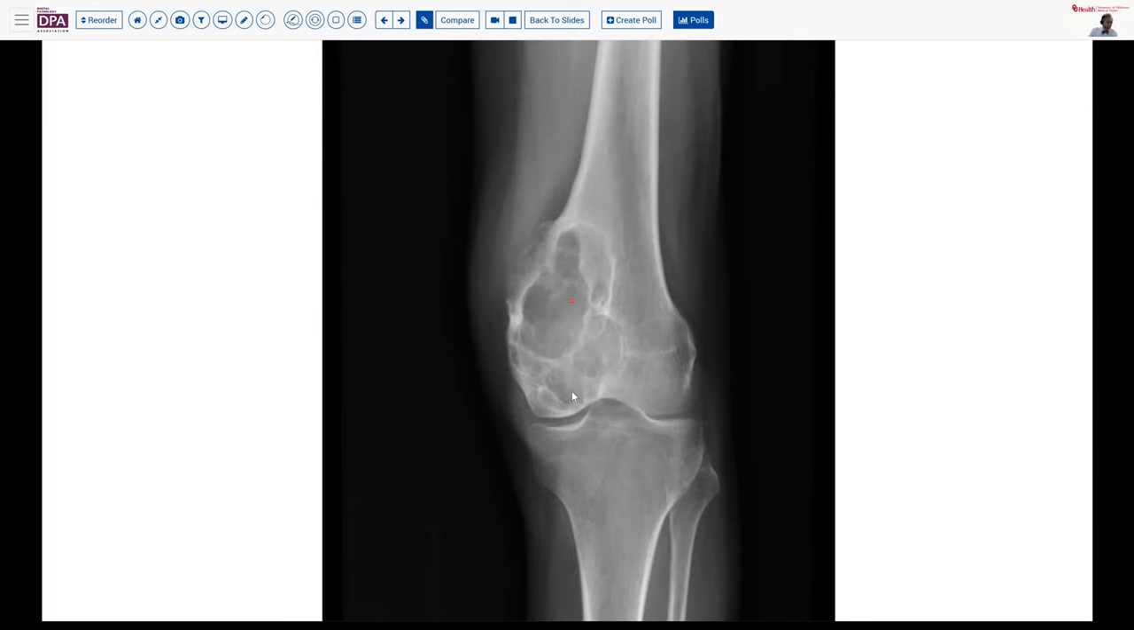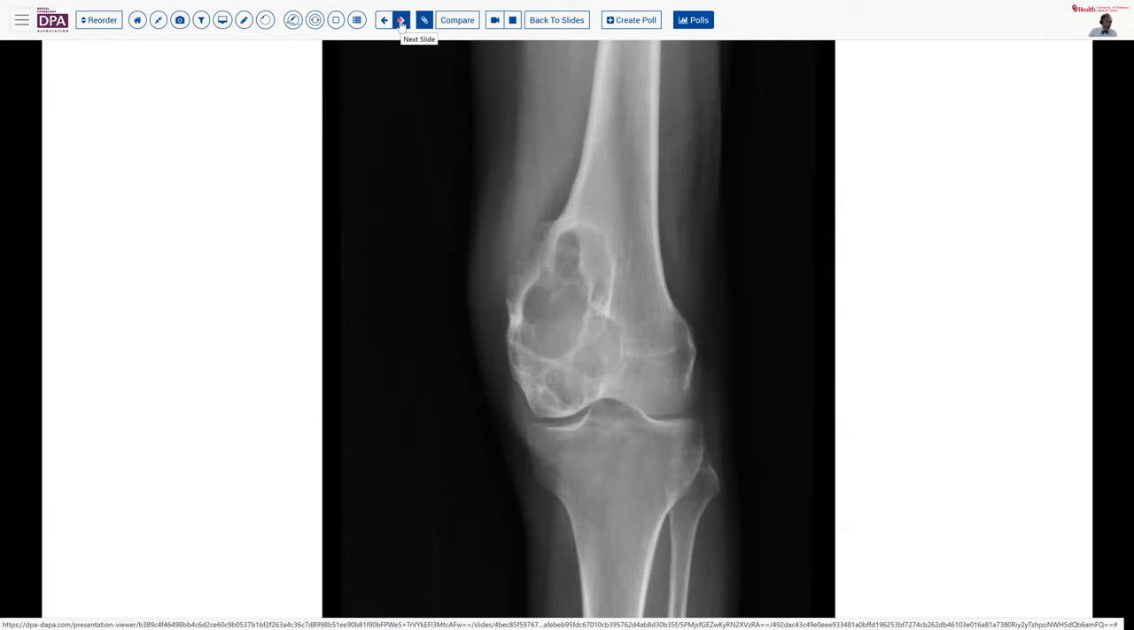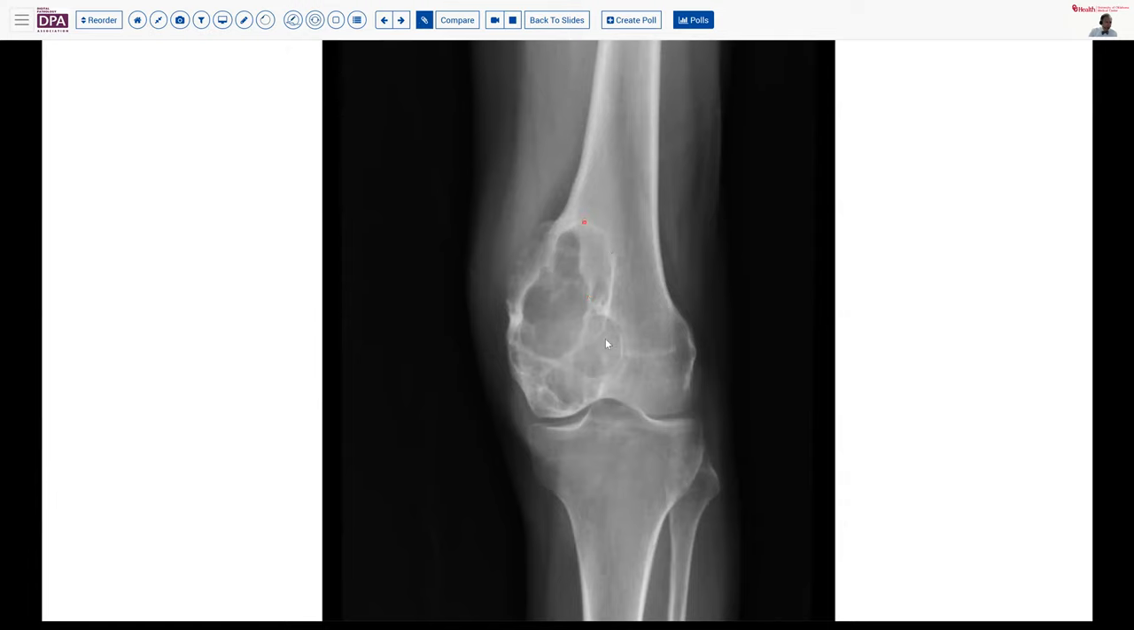In terms of location, we see that it crosses the epiphysis. So this is a metaphysis and epiphysis lesion, or what we say meta-epiphyseal lesion. So there are several lesions that do both. Giant cell tumor would be a consideration, but giant cell tumor usually does not have this soap bubble appearance. Usually this is, again, suggesting a cartilaginous lesion.